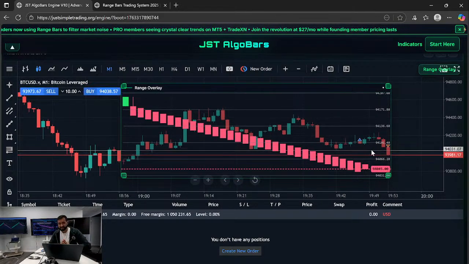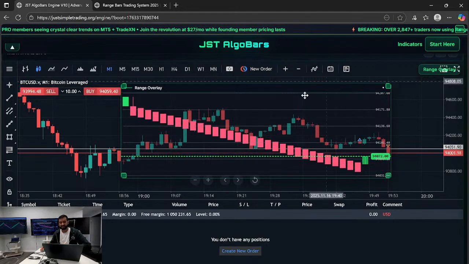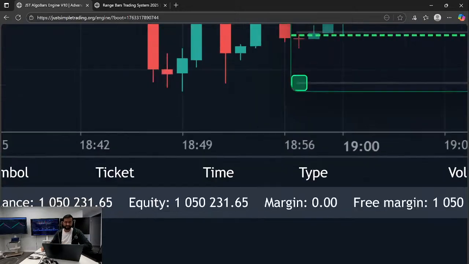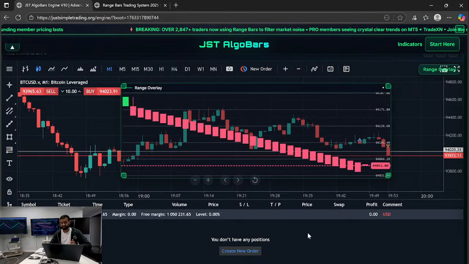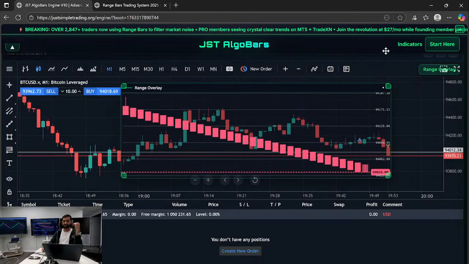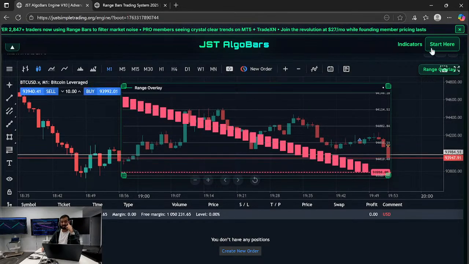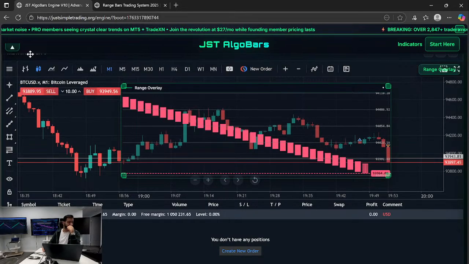Because the main thing you have to remember is we're always risking less than 1% of our balance. Right here in this account, you guys can see we have just over about $1 million. Now, this is a live account on a regulated broker. We actually have multiple accounts, including an account on TradeXN as well, but this is the MetaTrader 5 account.